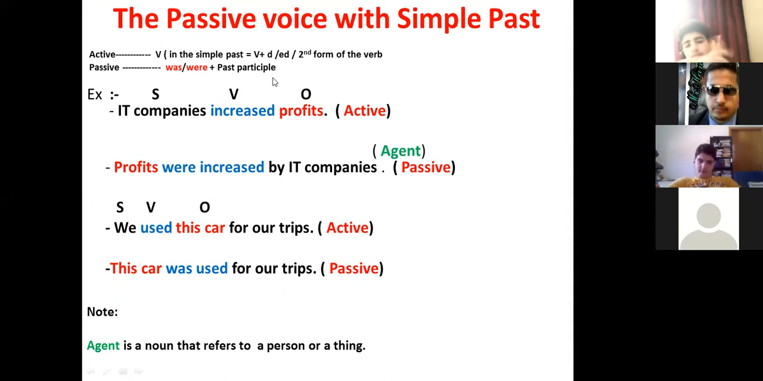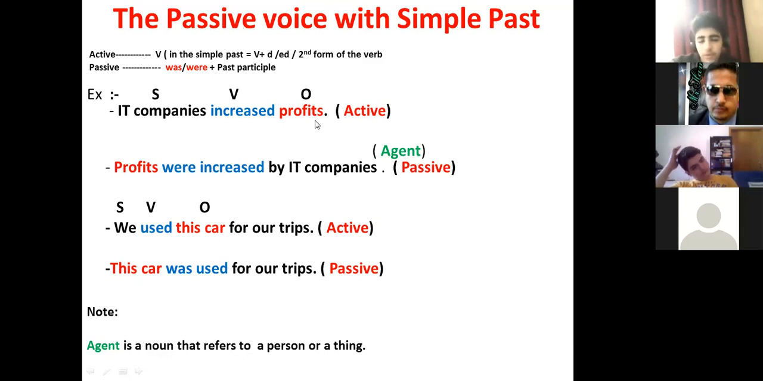Okay, you are following? How can we change the sentence? We follow the same steps. At first, we should determine the parts of speech: subject, verb, object. The subject that we have here, Akram, can you tell me? Read the sentence at first. "IT companies increased the profits." The subject is IT companies, the verb is increased, and the object is profits.